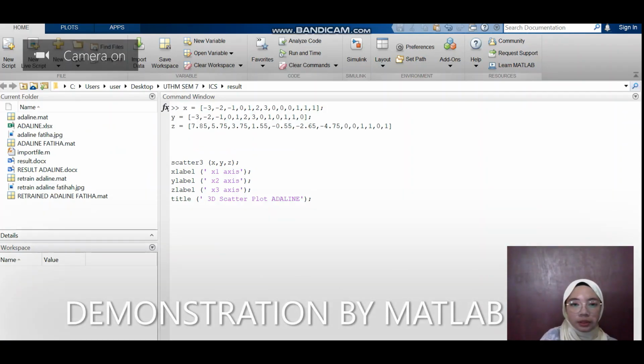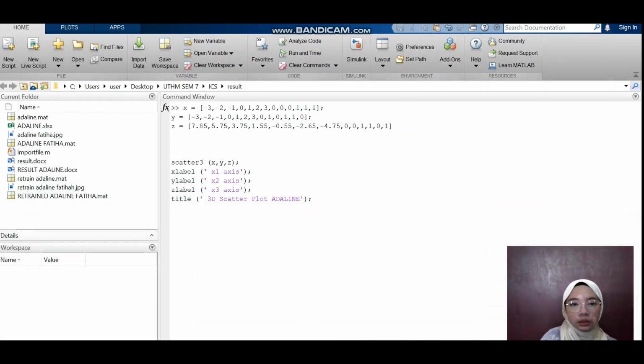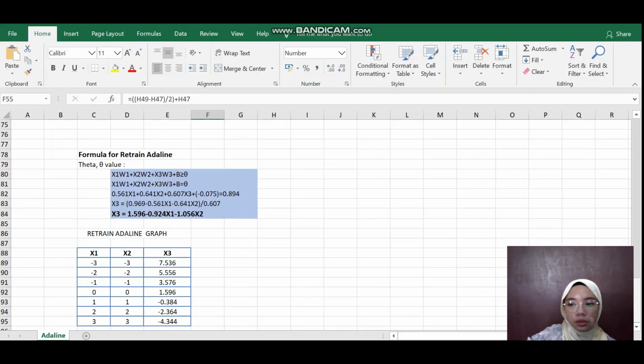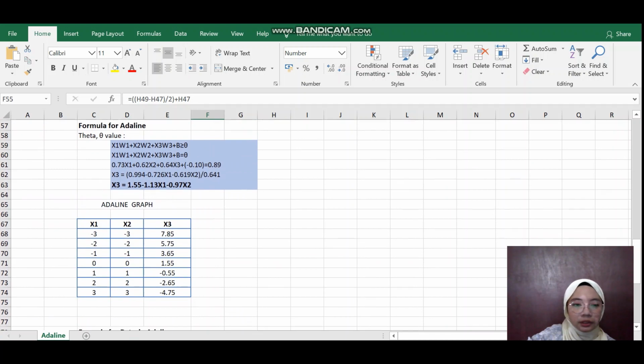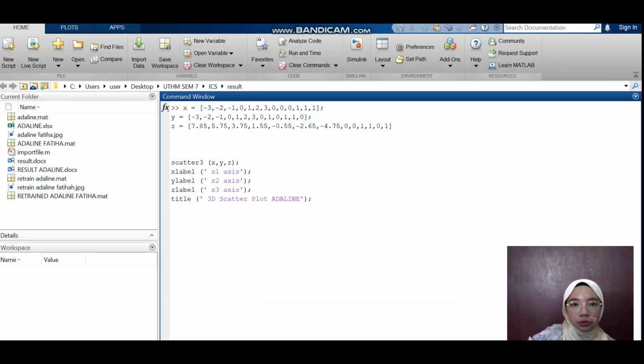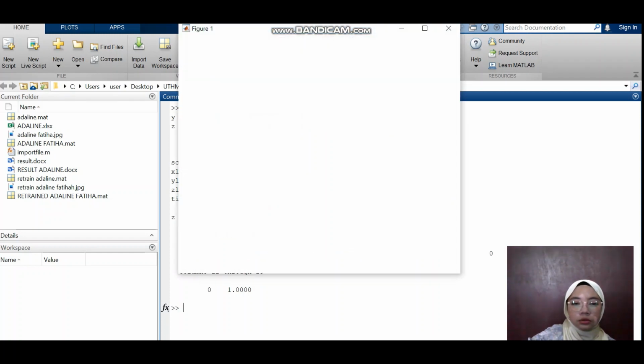For the software MATLAB, at first we need to create the 3D scatter plot of Adaline. First of all, we create the values of x, y, z based on the previous values of the Adaline graph that we got from Excel. Then we mention the 3D scatter plot of Adaline, we just enter, and it comes out.